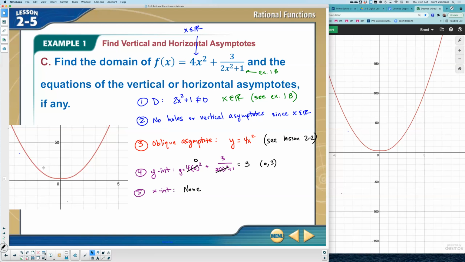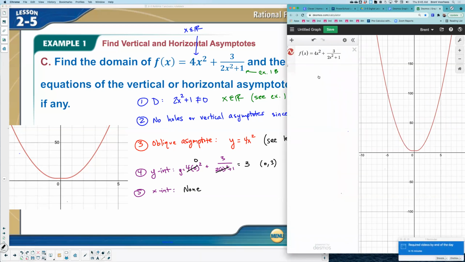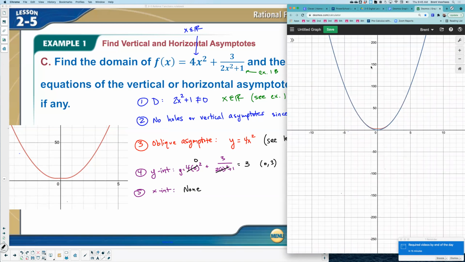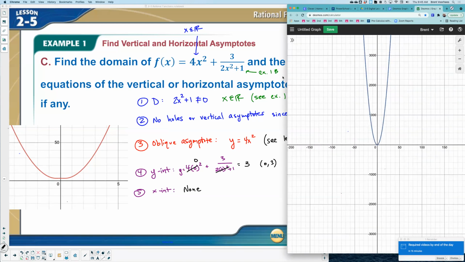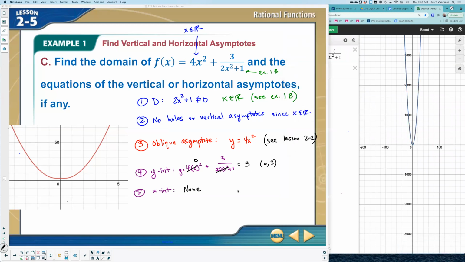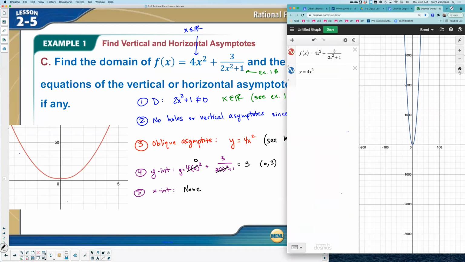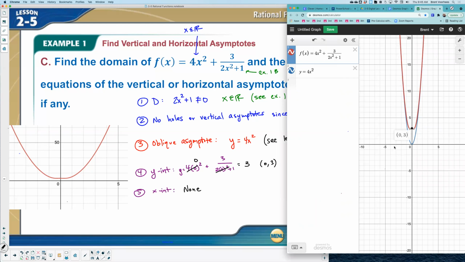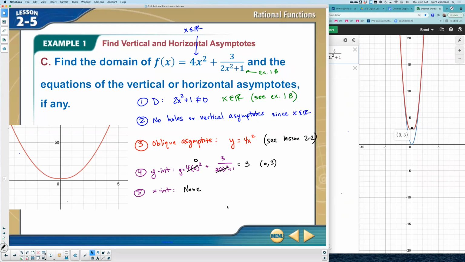All right, check it out. Was the domain all reals? Did it have any holes or vertical asymptote? No. Oblique asymptote. That means what the graph approaches. If I type in y equals 4x squared, is this what our graph approached as you go to the left and the right? Do these two graphs look very similar? Yes, that's its asymptote. And so now finally, does it hit the y-intercept at 3? Did this red hit the y-intercept at 3? You bet. So we did everything correctly.